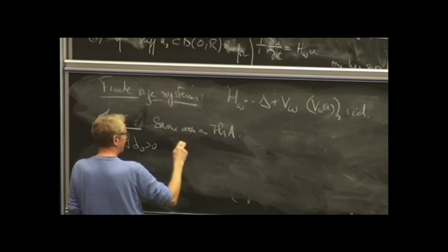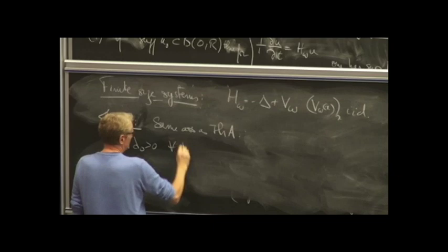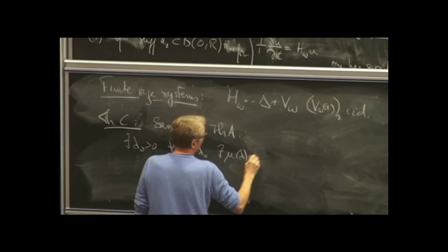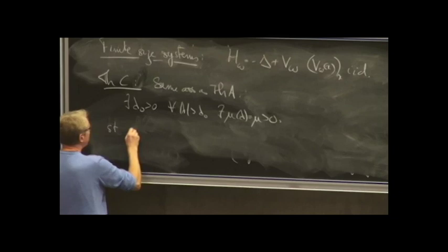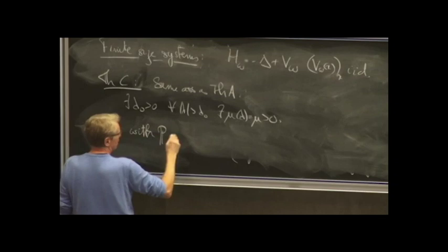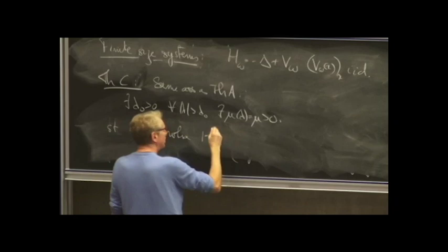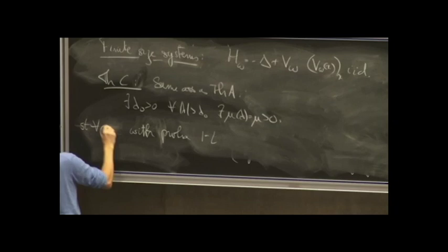You should already know that. What did I want to say? Positive, such that with probability, so here there's a change, such that for any p positive, with probability 1 minus L to the minus p. So L is going to be large, so it's going to be very probable.